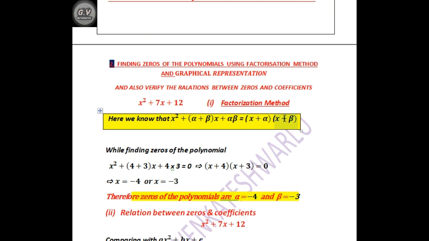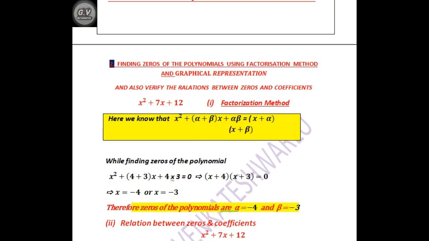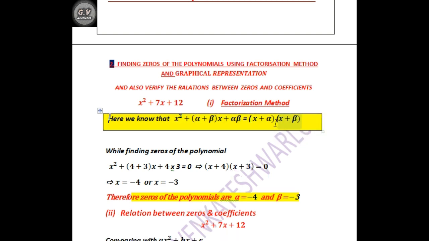Already we know that x square plus (alpha plus beta) into x plus alpha beta is written as (x plus alpha) into (x plus beta). This is an identity from 8th class. x square plus x into alpha plus beta plus alpha beta is written as a product of linear factors, that is (x plus alpha) into (x plus beta). Now we are going to resolve this quadratic polynomial with the help of this identity.